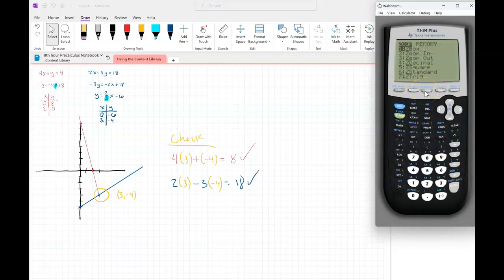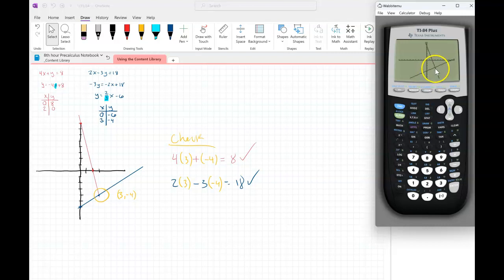So I'm going to press zoom and then pick option 6 for zoom standard. That's going to reset my window back to the standard negative 10 to 10 in case I was graphing something kooky and I changed my window for whatever reason. So I'm looking at my picture here. That picture looks exactly the same as the one that I just drew. It was a little bit less effort for the calculator to generate that than it was for me to generate it, but looks like the same picture.